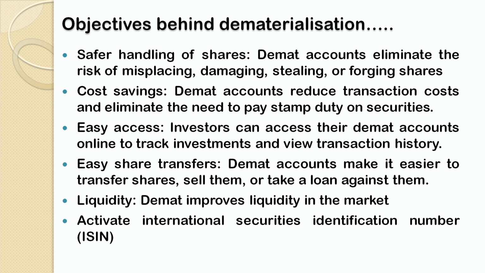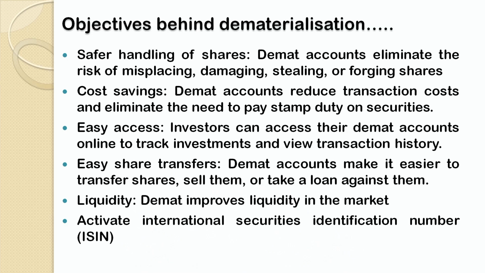The next important objective behind dematerialization is ISIN. International Securities Identification Number is granted to all the dematerialized securities. This ISIN number is granted only to the dematerialized securities, and with the help of ISIN number, such securities might be verified by all kind of investors, whether it is a domestic investor or a foreign investor. All type of investors, all type of companies, can easily verify the dematerialized securities with the help of ISIN, that is International Securities Identification Number.